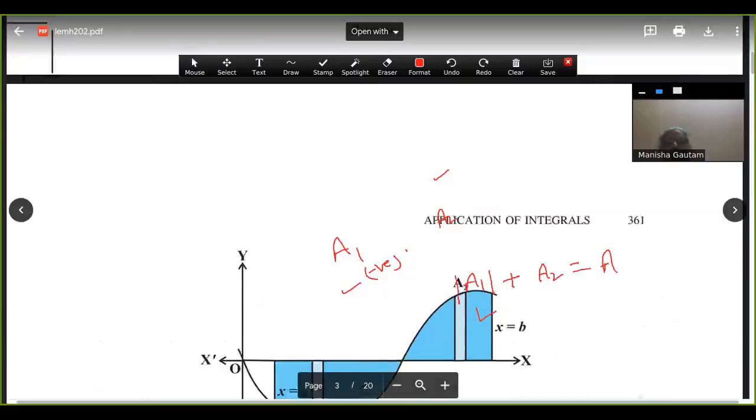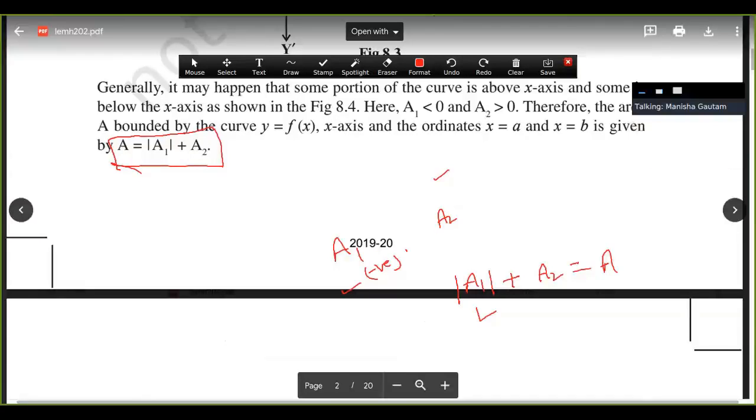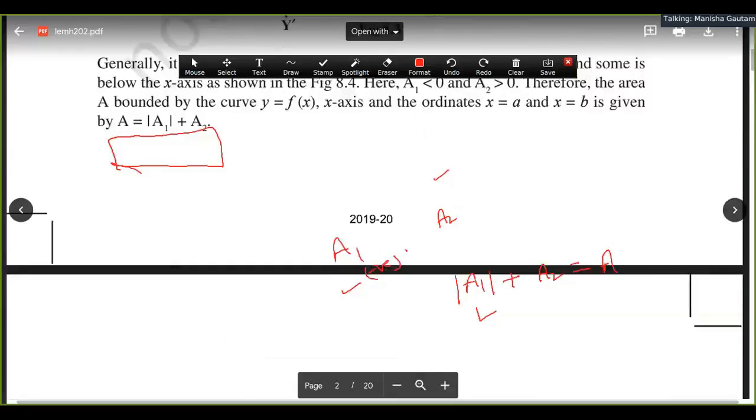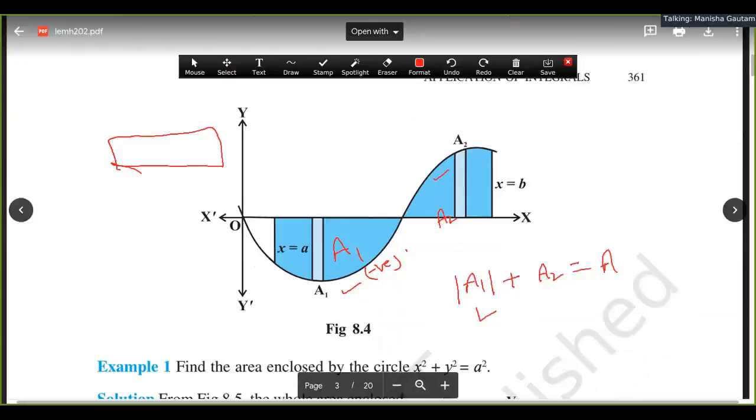It should be shown in the, let's see. Yes, here it is written. Area A will be equal to mod of A1 plus A2, that is the area of the given figure. It means whenever you are getting a negative value numerically, you have to take the absolute value of that. It means this becomes the area of the figure.